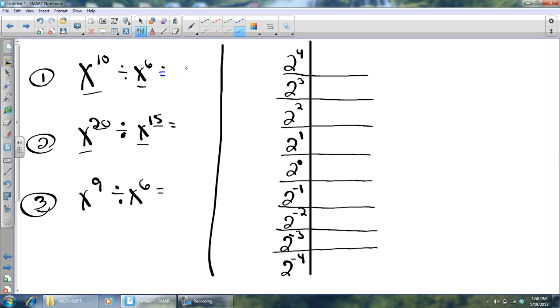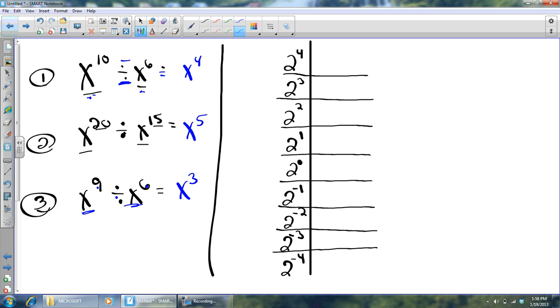Okay. Hopefully you've given them a try now, and you want to know that the first answer ends up being x to the 4th because I'm dividing. There's my division right there. Like bases, namely x. I subtract the exponents. 10 minus 6 is 4. Problem number 2. I've got like bases. It's division. I'll subtract, x to the 5th power. Problem number 3. Like bases. Division. Subtract the exponent, x cubed.